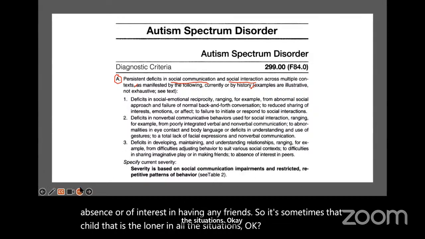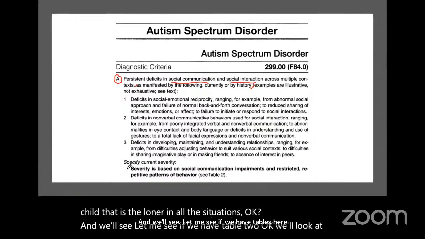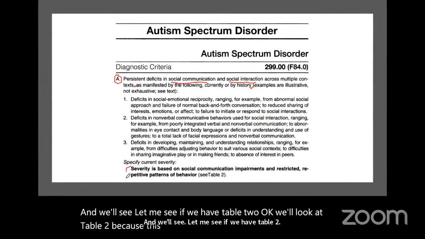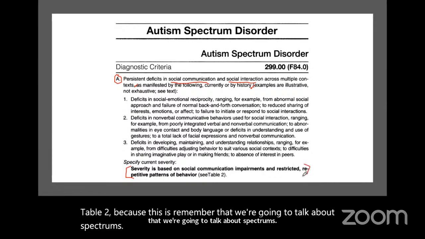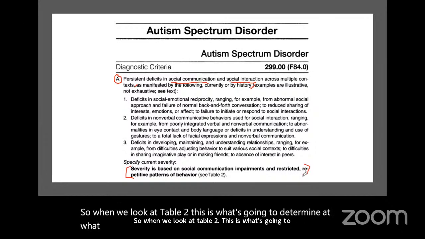And let me see if we have table 2. Okay, we'll look at table 2 because remember that we're going to talk about spectrums. So when we look at table 2, this is what's going to determine at what level of autism, mild, moderate, or severe, that we would place that child in, okay?